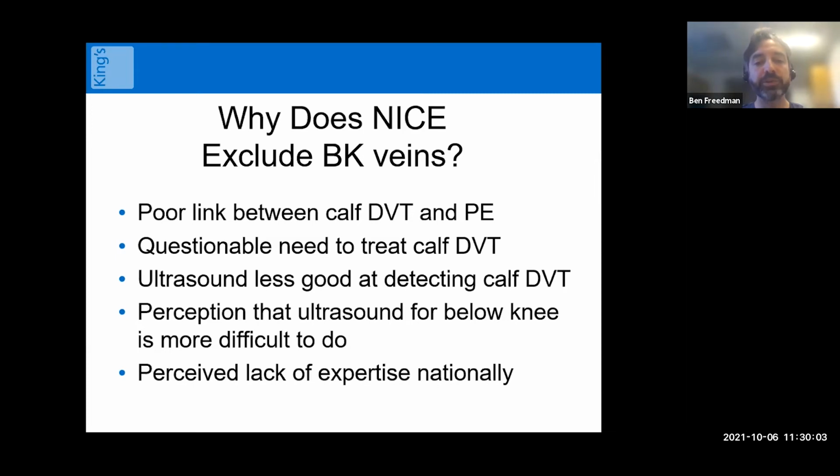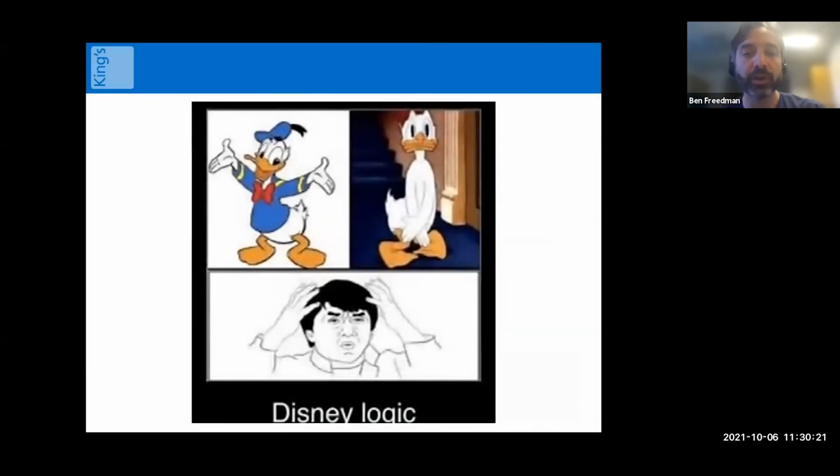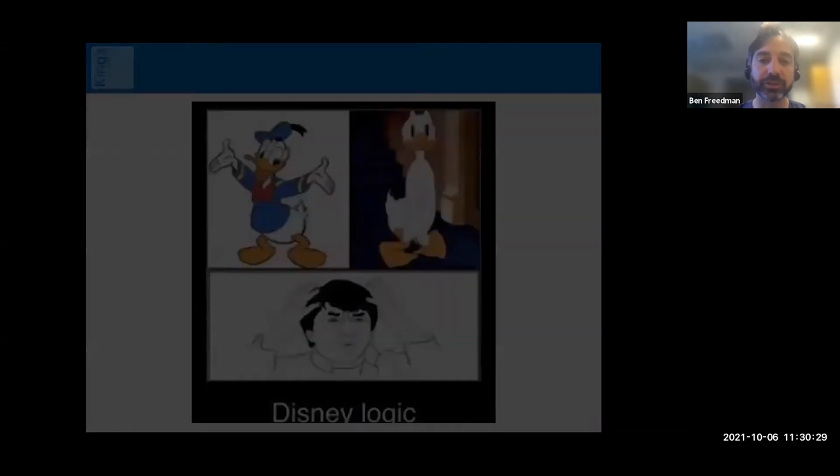And there's a perception that ultrasound for below knee veins is much more difficult to do, much harder to learn, requires much greater expertise. And I suppose that is true to a point. And because of that, there's a perceived lack of expertise in looking at below knee DVT. Personally, I think that's Disney logic. It's a bit strange of an argument, and I'll try to explain why.